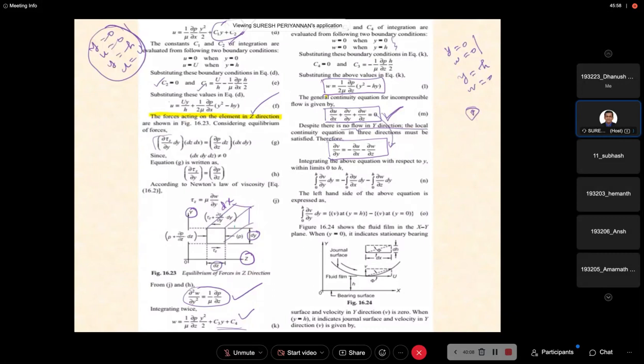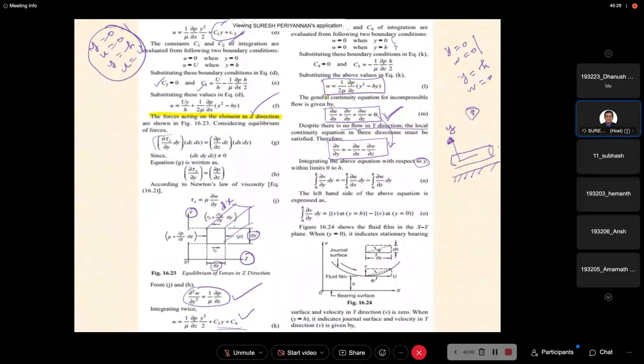Now integrating this equation with respect to y, because our variation is going to happen. This is the journal, this is the bearing. Now what is this direction? This direction is the y direction. We consider this is the y direction. Where is the z direction?